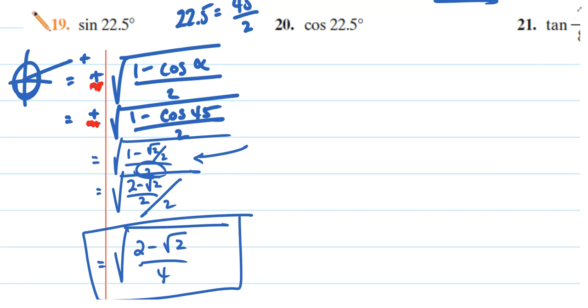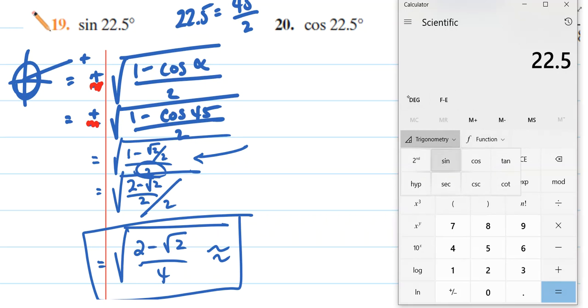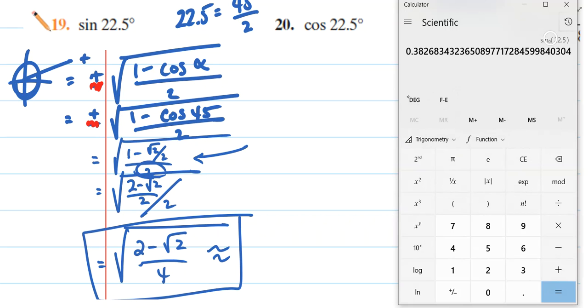And if you're second guessing yourself, let's go to the calculator and figure this out. Sine of 22.5 degrees is going to be some decimal value. And using a basic calculator, we can figure that out. 22.5 degrees, we're in degree mode, so I'll press sine of that. So sine of 22.5 degrees is 0.38.